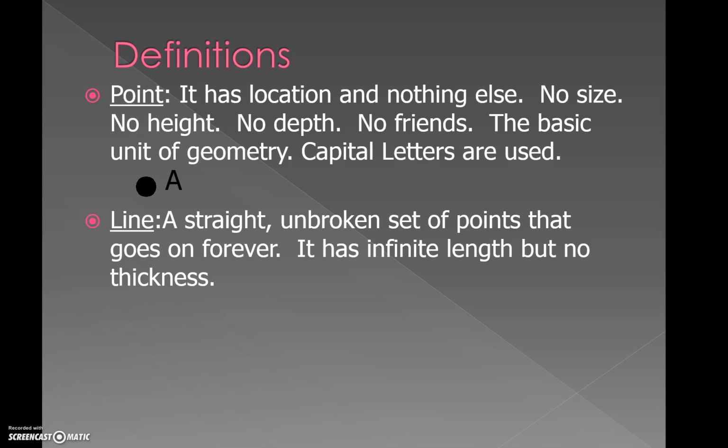So a line is a straight, unbroken set of points, and that goes on forever. So the way that we show this is the arrows on the end of our line here. It has infinite length, but actually has no thickness to it. Okay, so those are two of our definitions. Let's continue on.